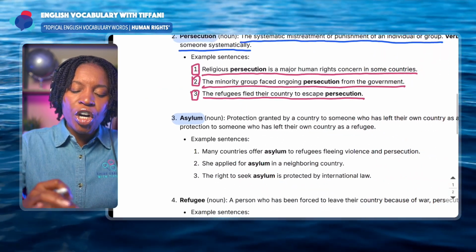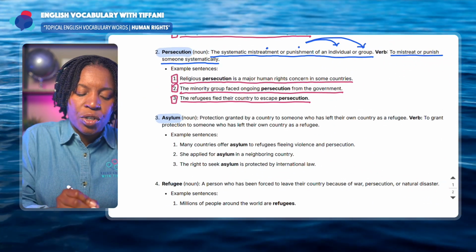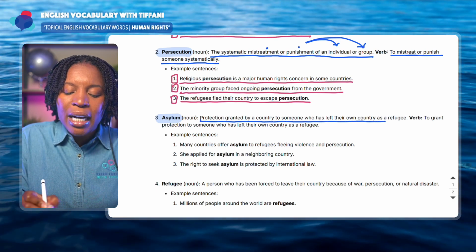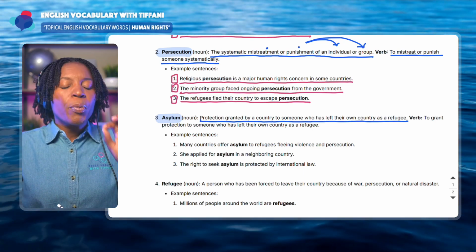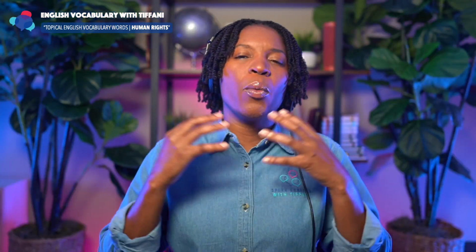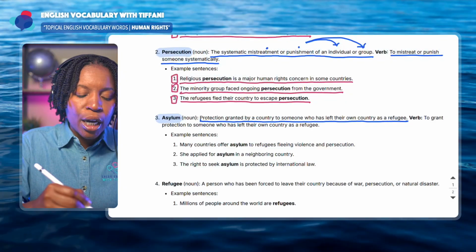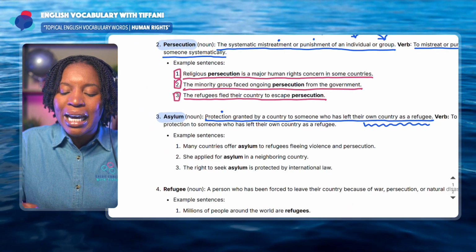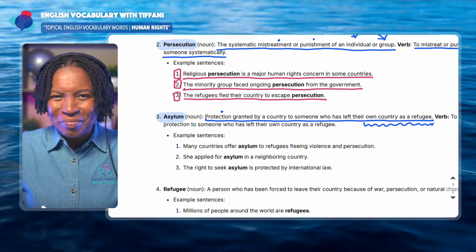Great job. Now, this term asylum, it literally just refers to protection granted by a country to someone who has left their own country as a refugee. Again, protection granted by a country to someone who has left their own country as a refugee. So I want you to think about it like this. If you are living in a country where war breaks out, and you need to flee your country because it's dangerous for you and your family, and you decide to, let's say, come to America, you're seeking asylum. Again, you're seeking protection from our country because you had to leave your own country as a refugee. You got it? Excellent. Very good.